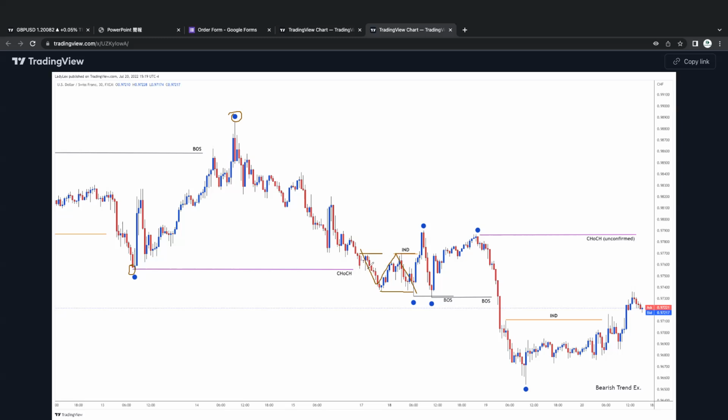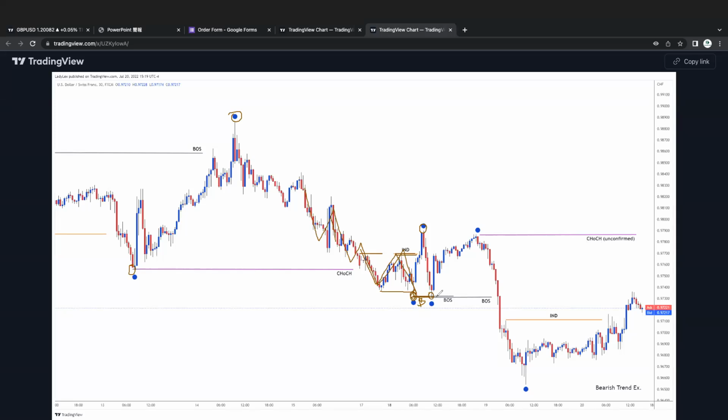Okay, this choch is valid here. Market pushes higher, and this becomes a new structure, lower low is here, and again it pushes downside. So this first one is a liquidity, because it took out the previous low.